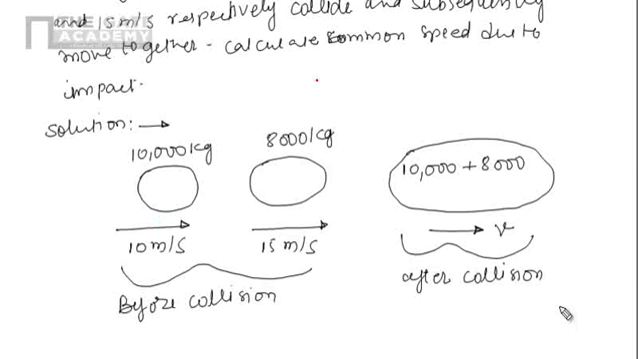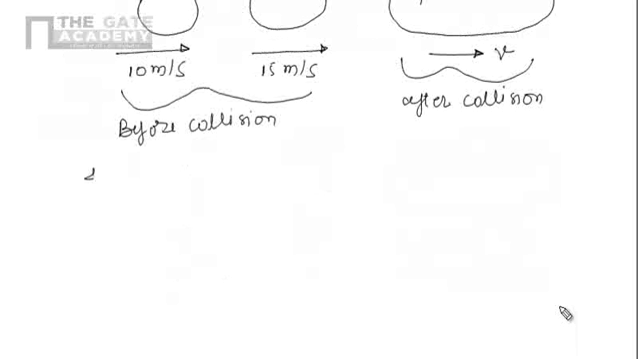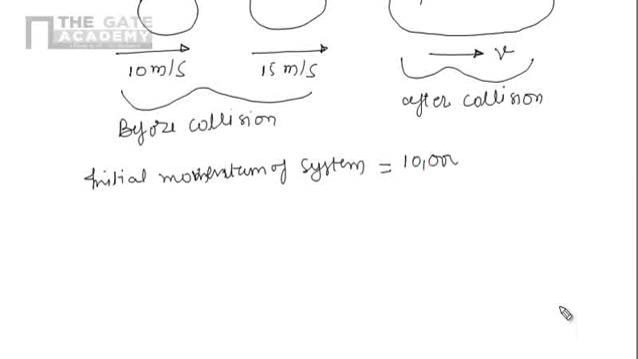So here the net force acting on the system is zero. So we can apply the law of conservation of momentum, that is, initial momentum of the system equals final momentum of the system. So first find the initial momentum of the system. We have to take mass and corresponding velocity. So 10,000 kg, moving in positive x at 10 m/s, so it will be 100000 kg m/s.